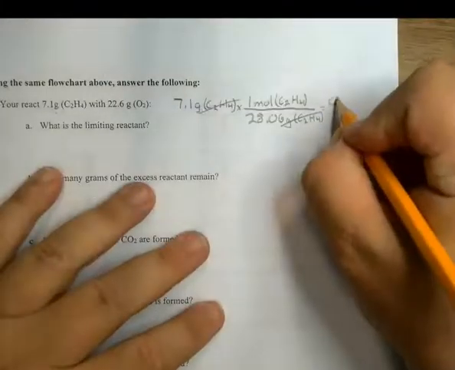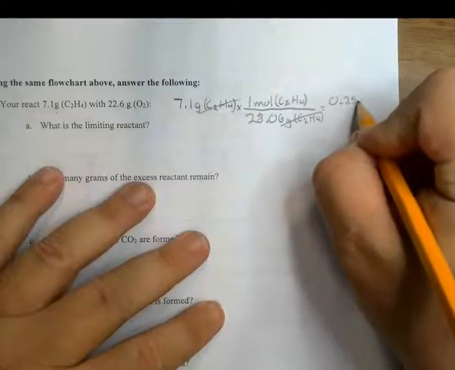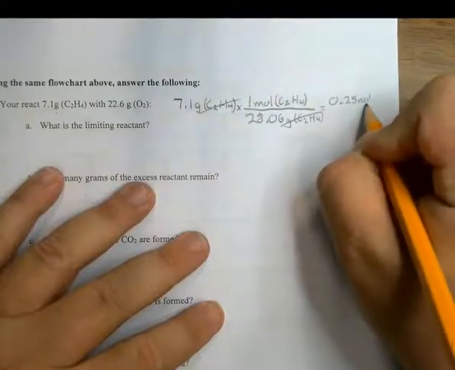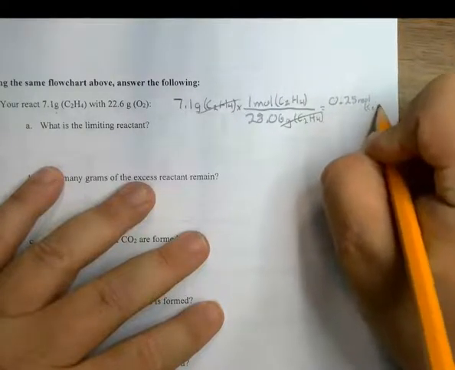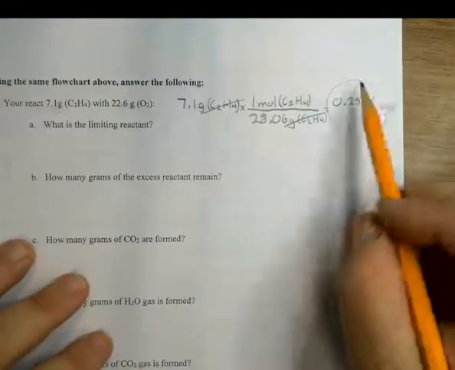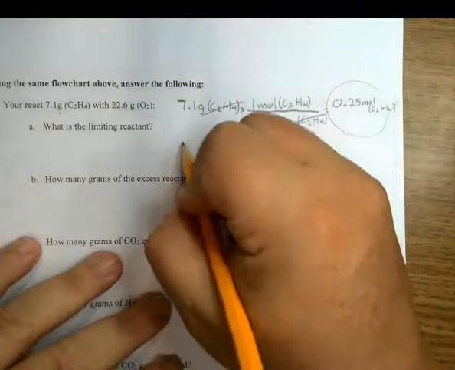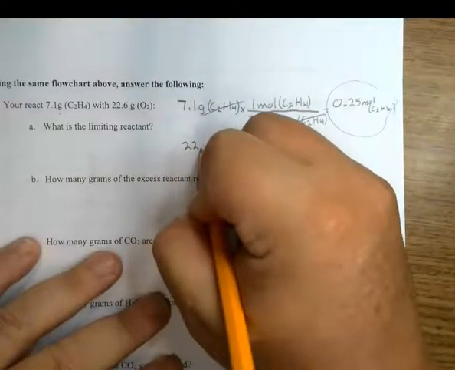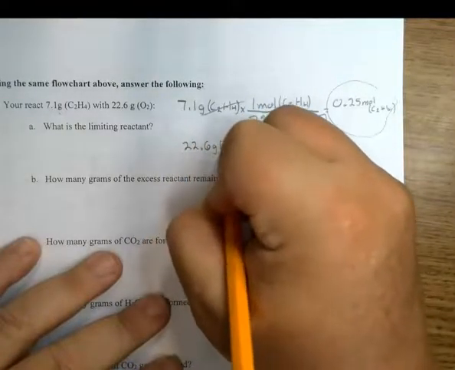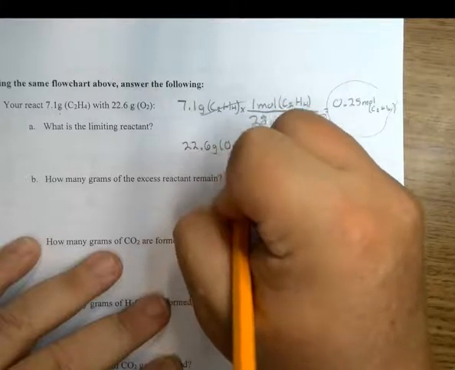So it's 0.25 moles of C2H4. Now we must have a little more space on these. That's the number you want to circle, because that's the number you're going to use for the rest of the problem. Next, we have to convert O2. So it's 22.6 grams of O2. And I think a lot of you have this one memorized.